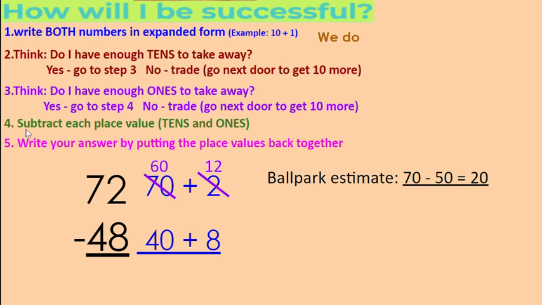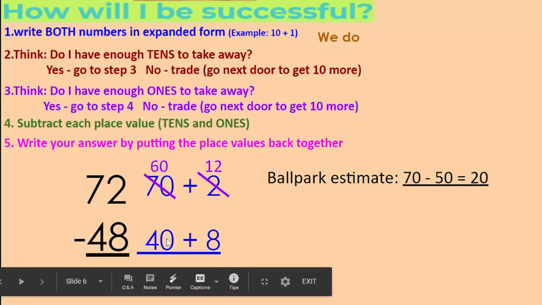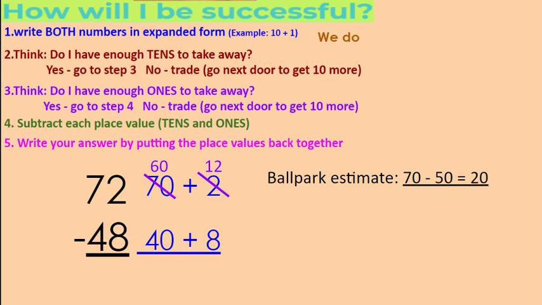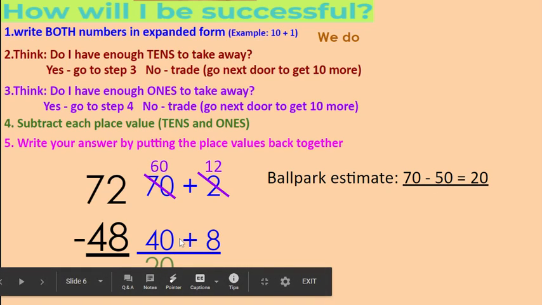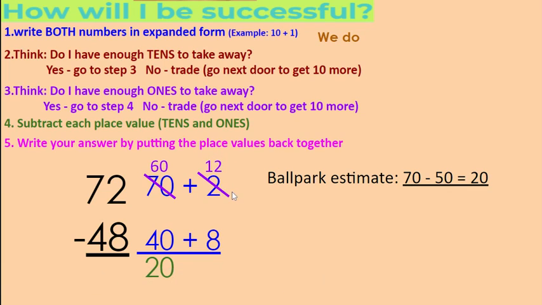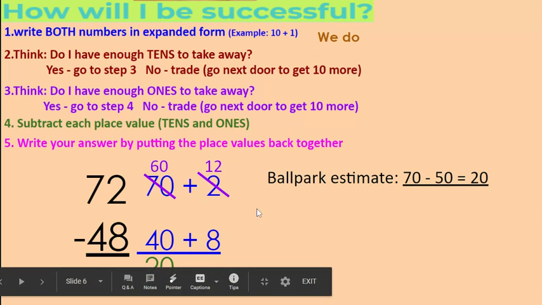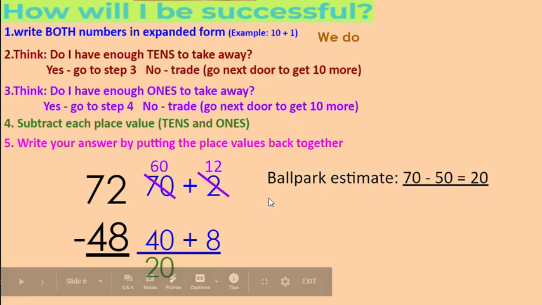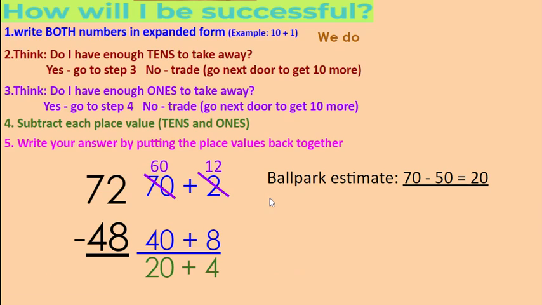Step number 4, let's read together. Subtract each place value, 10s and 1s, separately. Here you have 60, here you have 40. So you are going to subtract 60 minus 40. If you answered 20, that is correct. Now let's subtract our 1s. 12 minus 8. If you answered 4, that was correct.